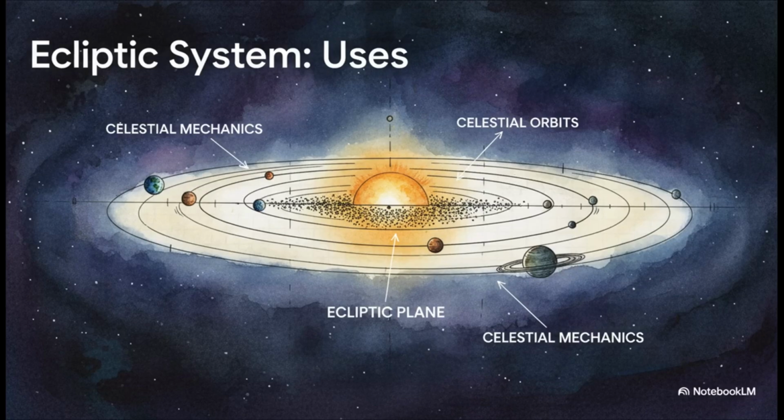And the reason is beautifully simple. Almost all the planets, from Mercury all the way out to Neptune, orbit the Sun on roughly the same flat plane. And guess what that plane is? It's the ecliptic. So if you're tracking a planet, its ecliptic latitude, its distance above or below that plane, is always going to be a very, very small number. This makes all the calculations for predicting the orbits of planets, asteroids, and comets much, much simpler.